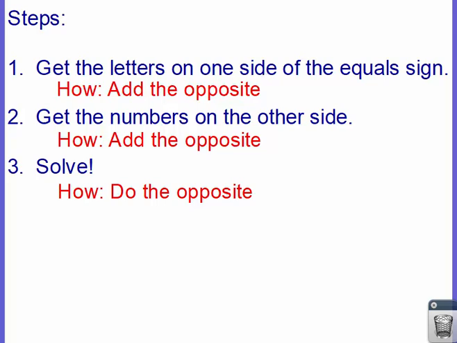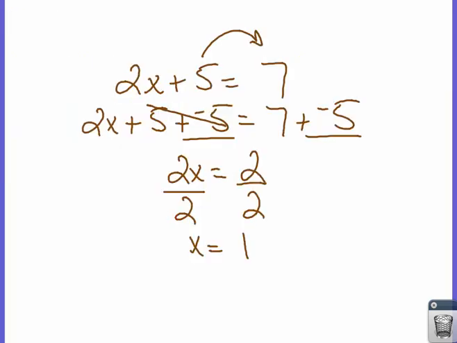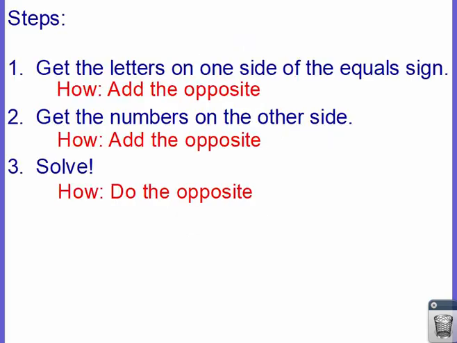Because when you looked at our previous problem, our letters were already together on one side. They were on the left-hand side of the equal sign. So we moved our numbers to the right-hand side. Our new step is that we must gather together our letters on one side of the equal sign. And whatever side we put our letters on, we have to put our numbers on the other side. And then once we've done that, we're ready to solve.